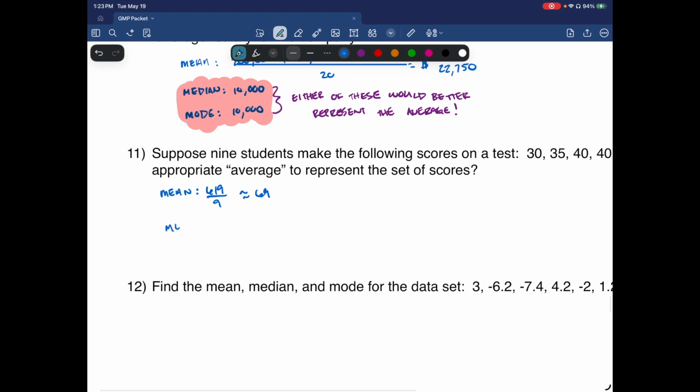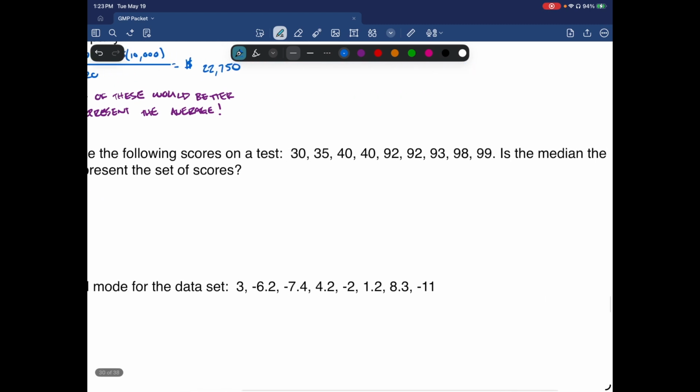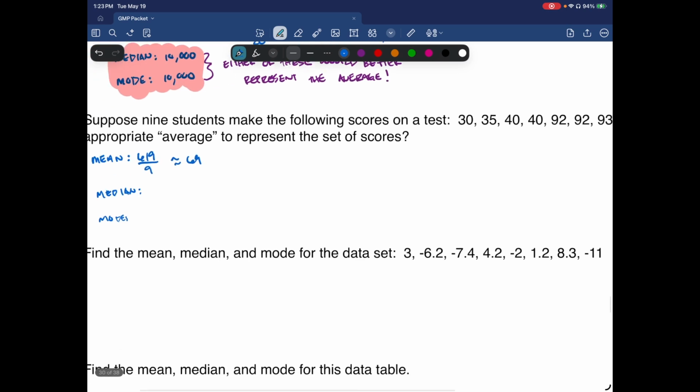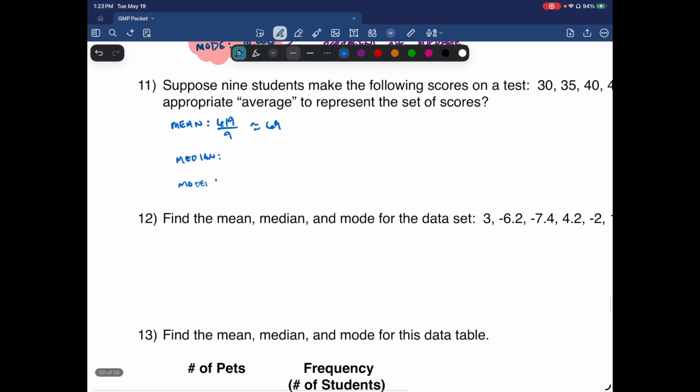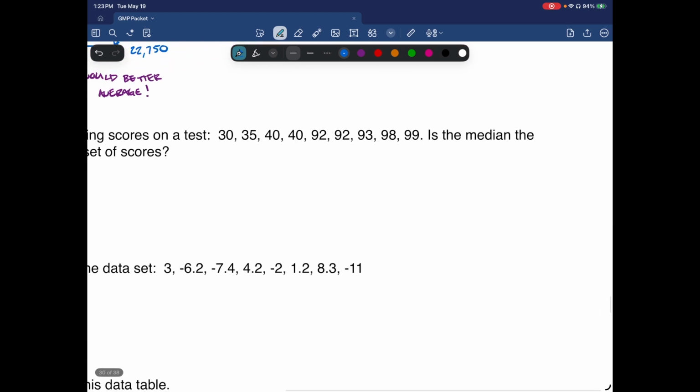Median, we'll look at that in a second. And then mode. Which one of these occurs the most often? 40 occurs twice, 92 occurs twice. So you have 40 and 92. Simply because there's two answers that aren't anywhere close to each other, that's not going to be a good representation of average. But let's see, I have 9 students.